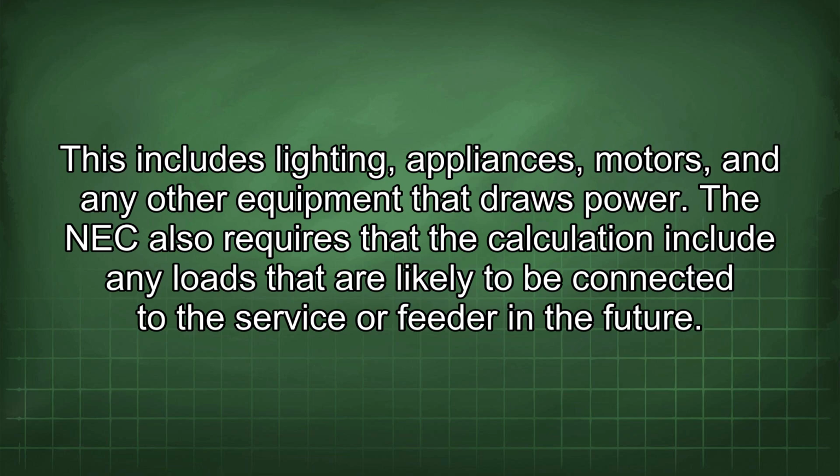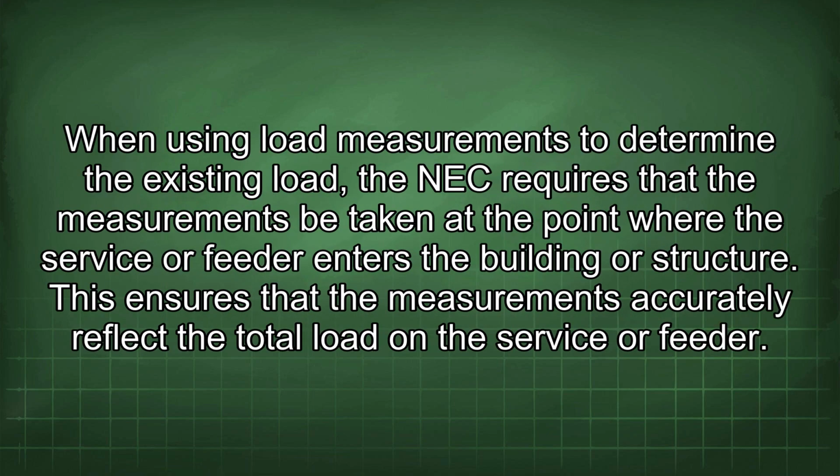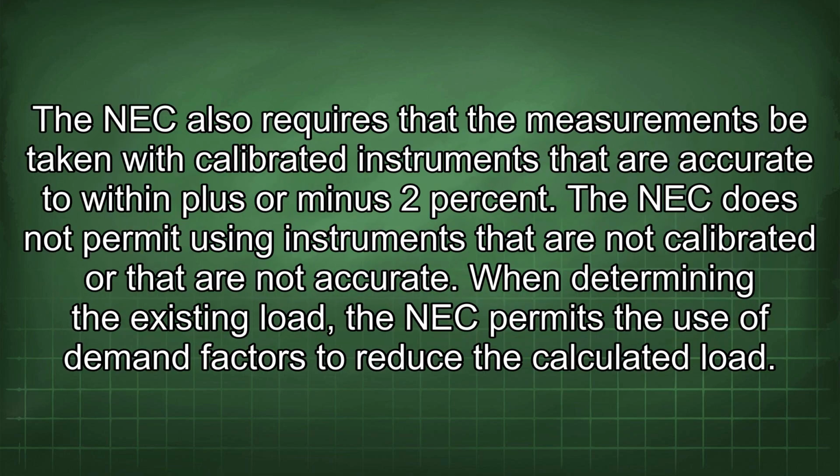When using load measurements to determine the existing load, the NEC requires that the measurements be taken at the point where the service or feeder enters the building or structure. This ensures that the measurements accurately reflect the total load in the service or feeder. The NEC also requires that the measurements be taken with calibrated instruments that are accurate to within plus or minus 2%. The NEC does not permit using instruments that are not calibrated or that are not accurate.